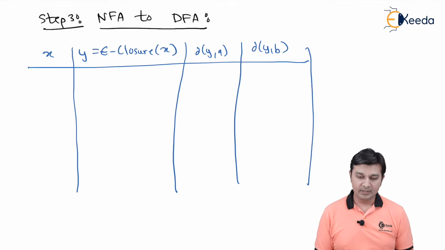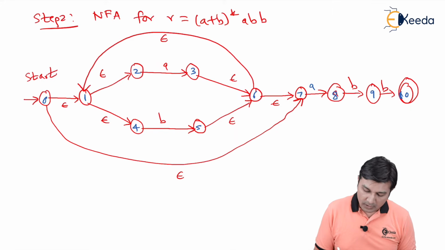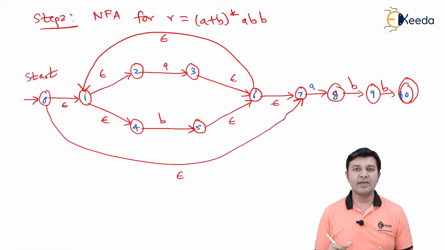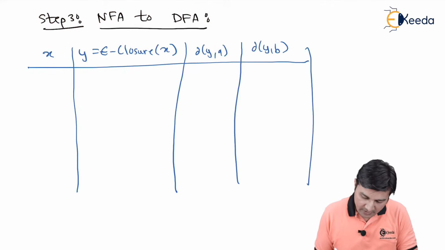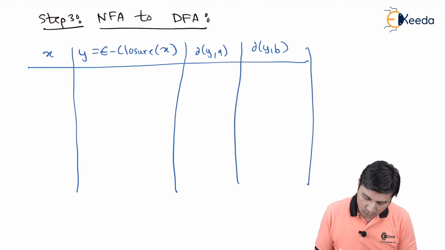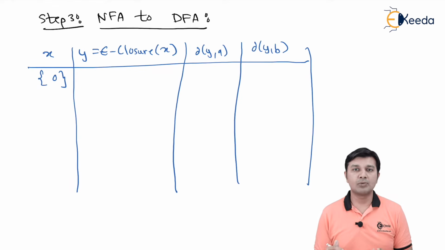To start with, I'm going to have 0 as the input. Why are we starting with 0? The reason is, if you observe the diagram, our start state is 0, and for every conversion we are always going to start from 0. So in place of X we have a 0 right now. I have my 0 over here, and now it is time to calculate the epsilon closure of 0.